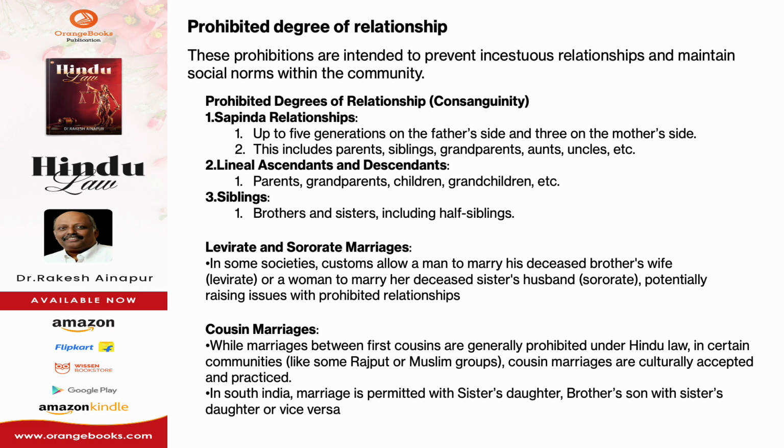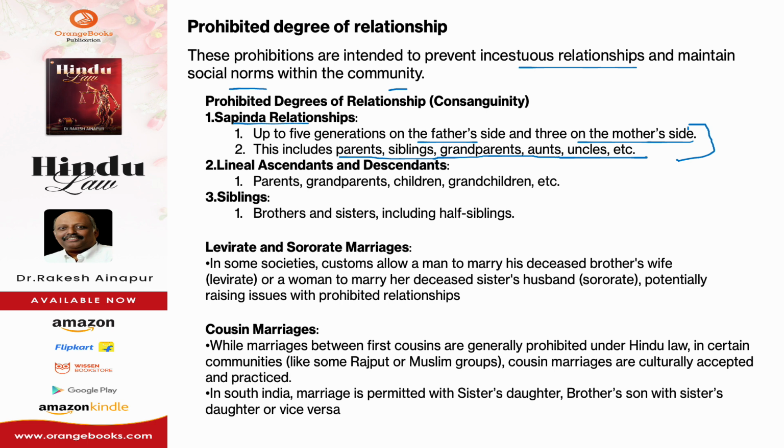What is prohibited degree of relationship? Certain levels of relationship should not be married, to maintain social norms within a community. So those are given here. Sapinda relationship: 5 generations on the father's side and 3 generations on the mother's side should not be married. This includes parents, siblings, grandparents, aunties, uncles, etc. This is the whole family structure. Father's side 5 generations and mother's side 3 generations.